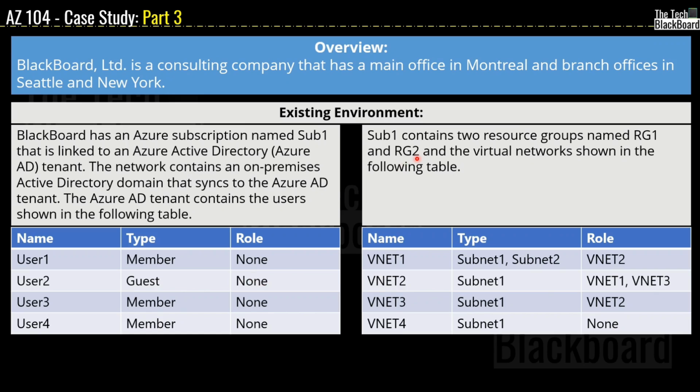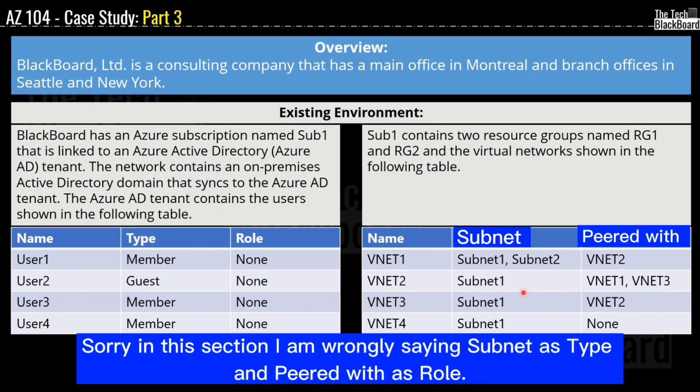Moving on, the case study says that Sub1, which is the subscription, contains 2 resource groups named RG1 and RG2 and the virtual networks shown in the following table. Here we see that we have 4 virtual networks. Types are also given, and then we are also given the role. So we have VNet 1 which has subnet 1 and subnet 2, and the role is given as VNet 2. Similarly, we have VNet 2, VNet 3 and VNet 4. All of them are of type subnet 1. The role is distinct and you can note it here.